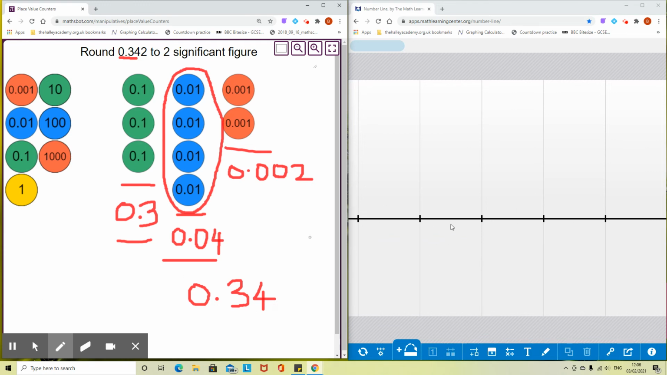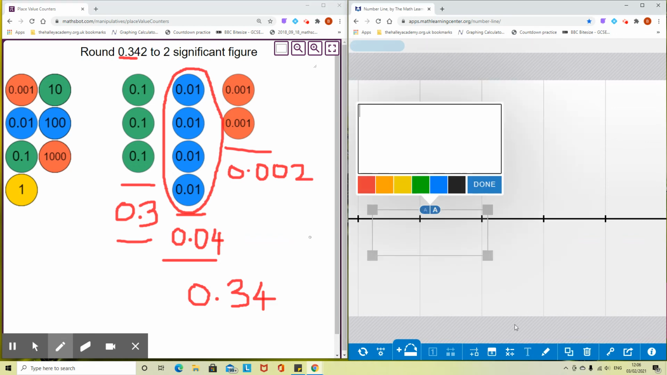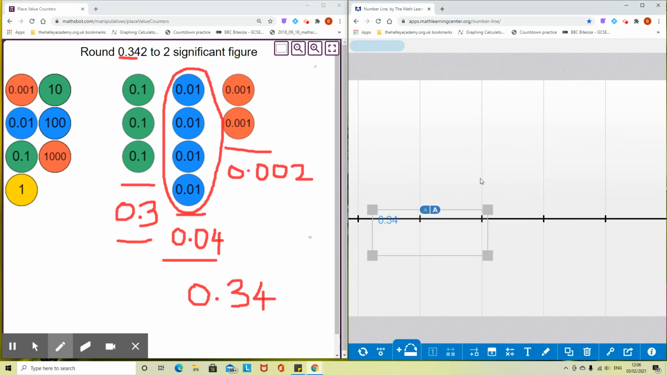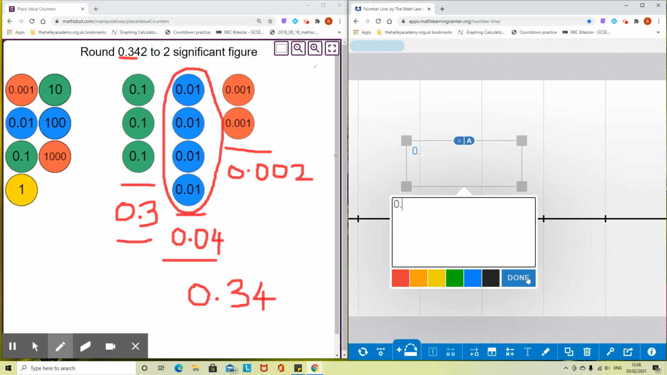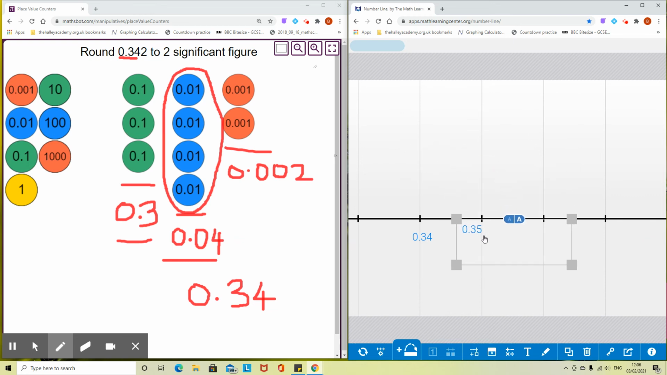Now I have a rough sketch of the number line. So I'm going to start with 0.34 to place it. Next, we're going up in 0.01. So the next value would be 0.35. We know what's in between is 0.345.